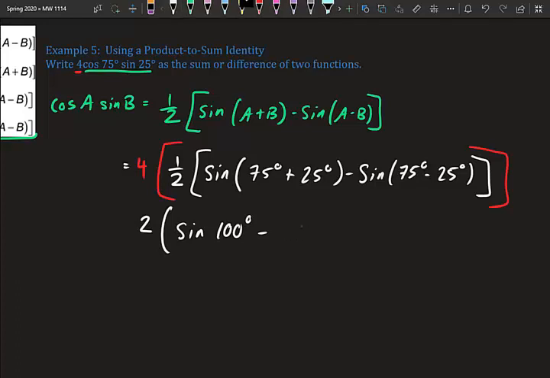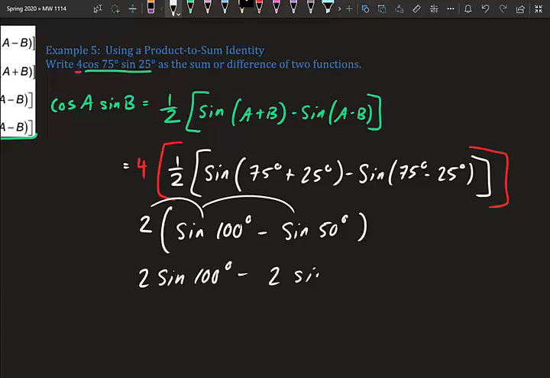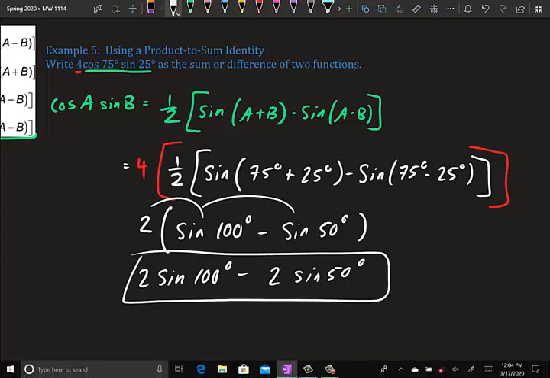Let's go ahead and distribute our 2 to both. So we have 2 sine 100 minus 2 sine 50. And it just asks for a sum or difference of two functions. So you see how we have two functions and there's a difference? That's all. We don't need to keep simplifying.